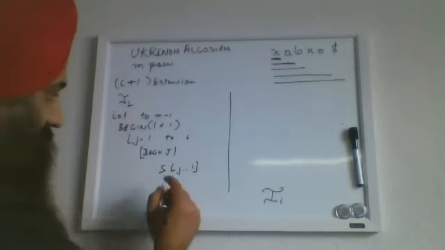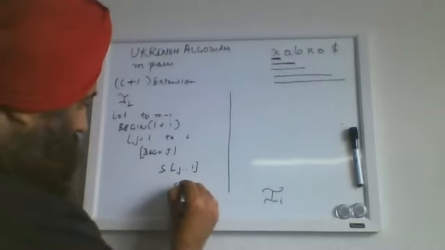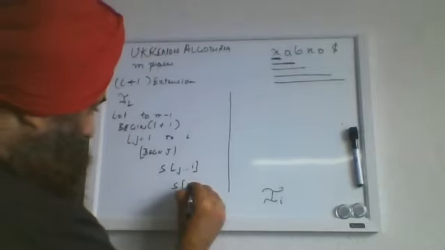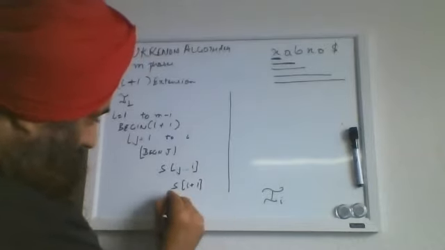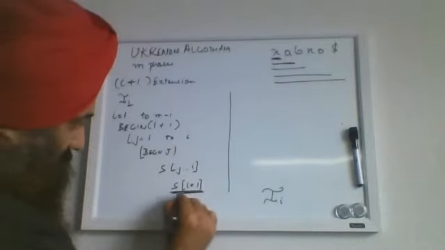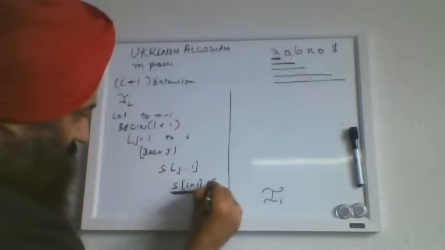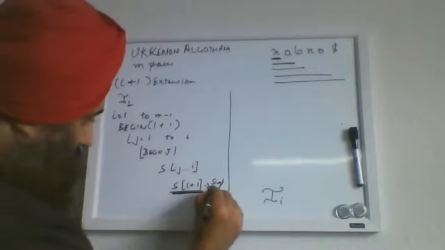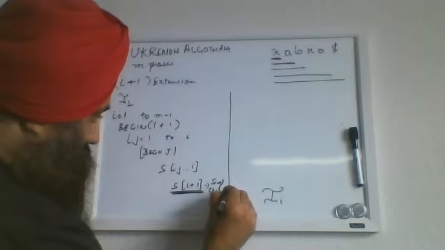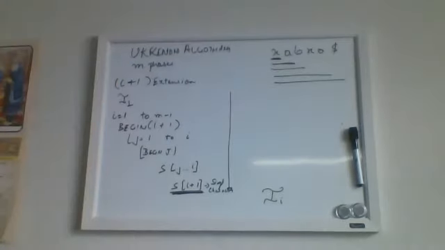If it's present, you try to add the character i plus 1, meaning S of i plus 1. This is a single character. You try to add this single character.